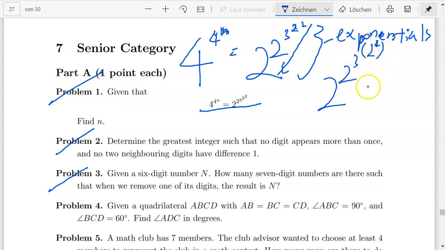So 2 to the power of 2 is 4, and then we have 2 to the power of 3 to the power of 4, and then we'll do this as the next one. Then we'll just do this as 2 to the power of 2 to the power of 81. So this is our method of doing.